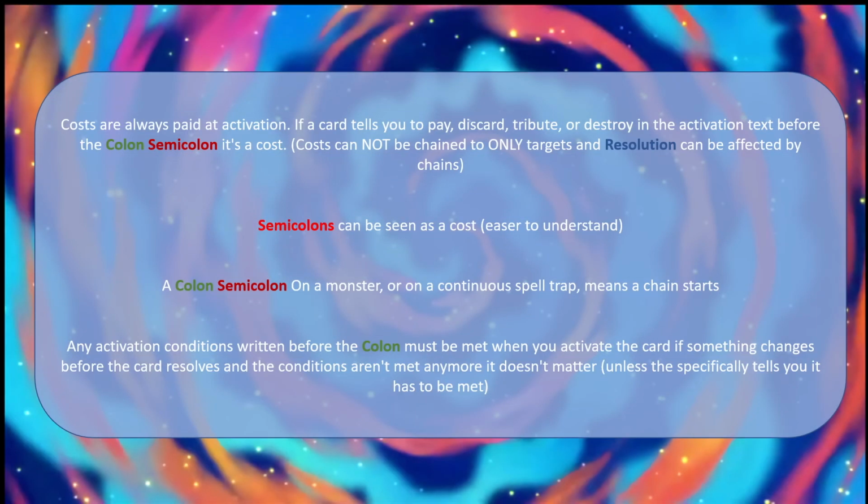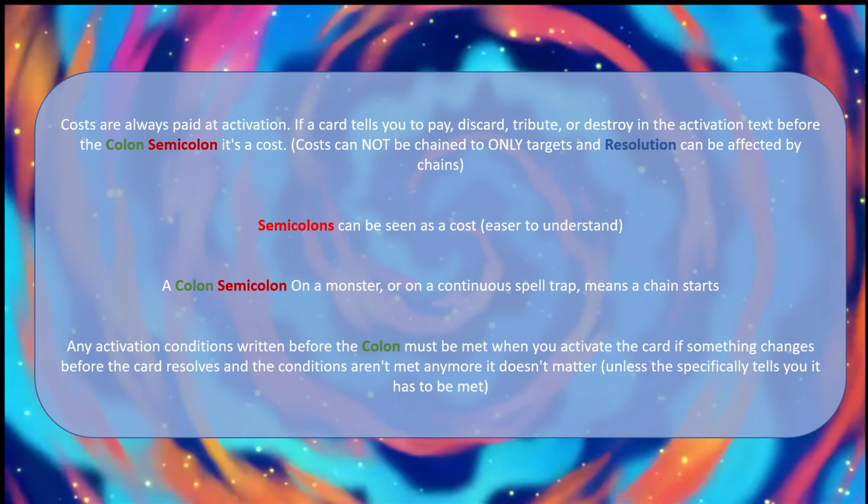Alright, so this here is basically the cheat sheet. This is what you can take with you. If everything else didn't really matter to you, at least this, screenshot it, save it, write it down. This is what's going to help you through your games in the future. So here it just says costs are always paid at activation. If the card tells you to pay, discard, tribute, or destroy in the activation text before the colon or semicolon, it is a cost. Now what we have to understand between a cost and a target is costs cannot be altered by chains. So if my opponent again chains and does something to alter the cost, it doesn't matter. It went through at activation.